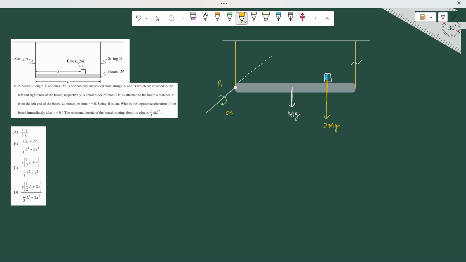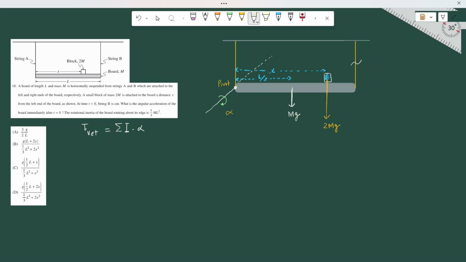So we are taking this point as the pivot. Let's try finding out, do we know the distance from the pivot? Yes, we know, since this should be L over 2, and its torque produced is clockwise, whereas this distance is x, which we will consider while calculating the torque. Now, what is the total torque?